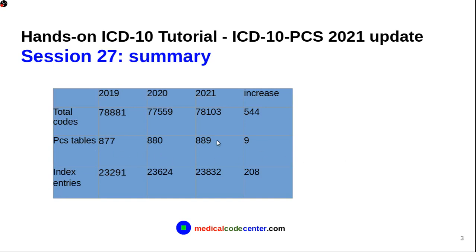First, the summary. We can see from here, compared to 2020, the 2021 version has 544 more codes. And also we have 9 more tables. For the tabular index entries, we have 208 updates. Usually we always have more codes, but from 2019 to 2020 we actually had about 1,300 fewer codes. But usually every year you have more codes.